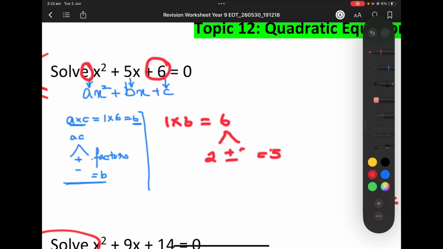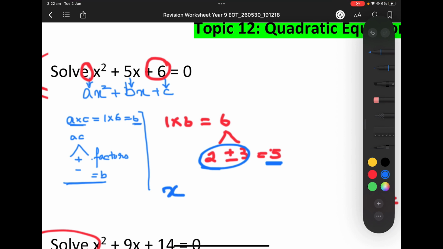So 2 threes are 6, right? When I multiply these factors, it should be equal to the 6 over here, but when I add them, it should be equal to the b term. So 2 threes are 6, and when I do 2 plus 3, I get 5. So we are going to split the middle term and write it.